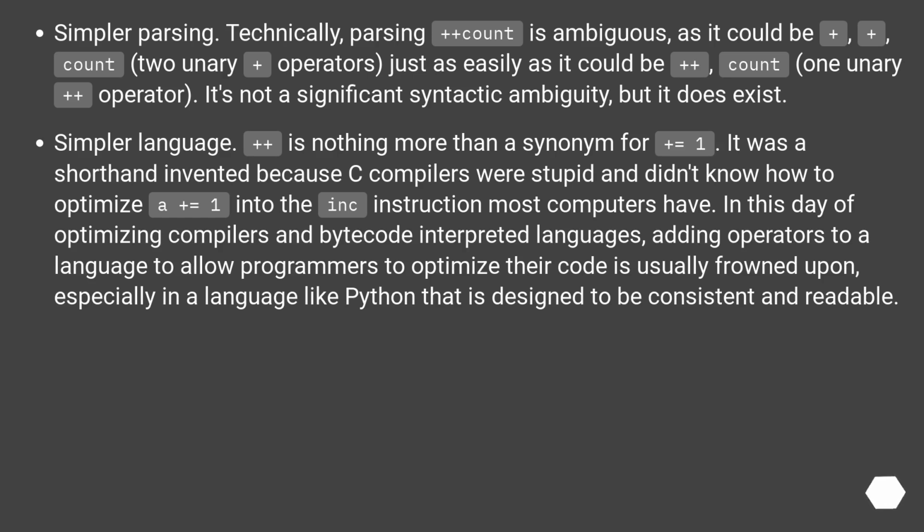It was a shorthand invented because C compilers were stupid and didn't know how to optimize a += 1 into the increment instruction most computers have. In this day of optimizing compilers and bytecode interpreted languages, adding operators to a language to allow programmers to optimize their code is usually frowned upon, especially in a language like Python that is designed to be consistent and readable.